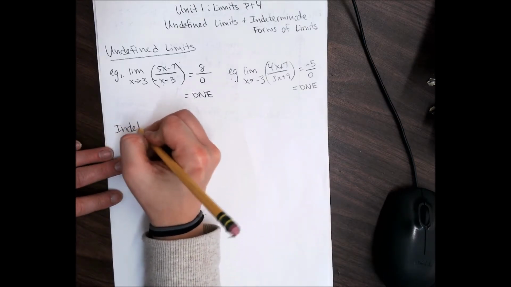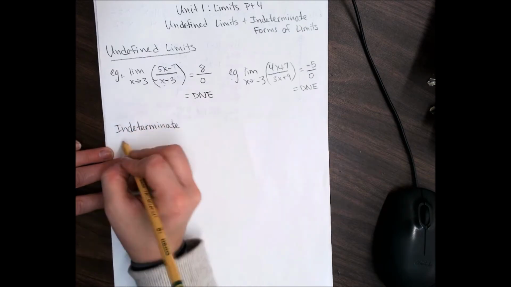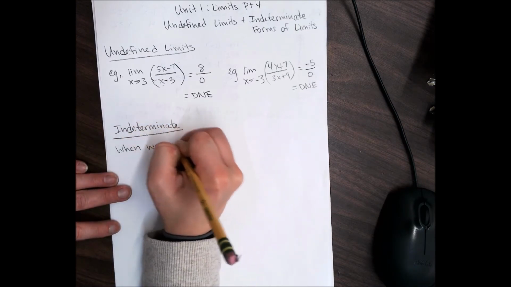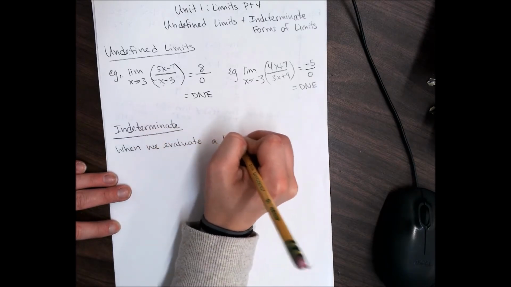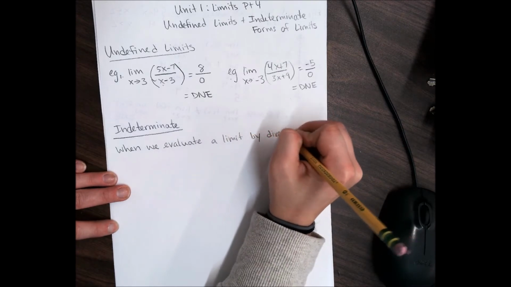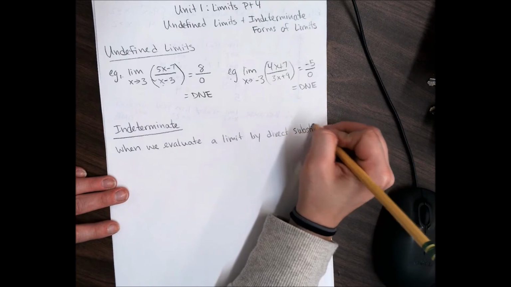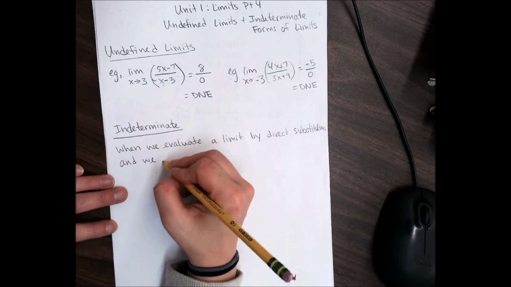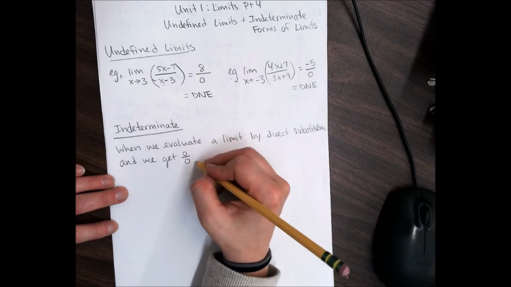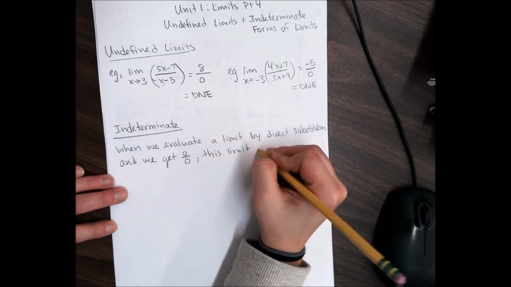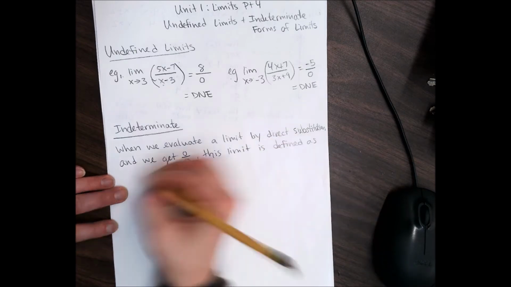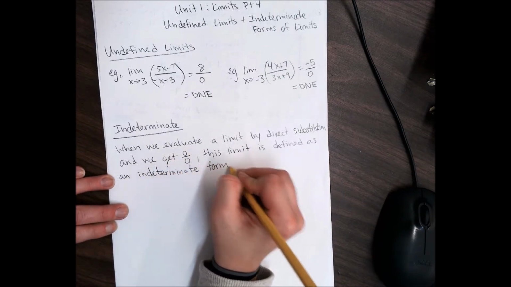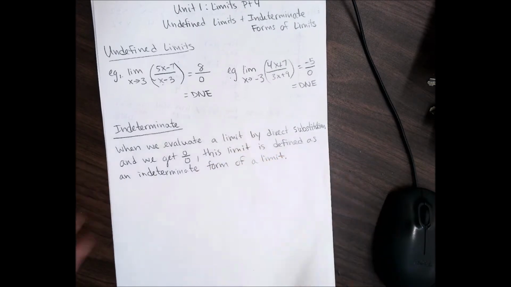Now let's talk about indeterminate forms. So what this means is when we are evaluating by direct substitution, meaning we take a value and place it in, and we get 0 over 0, this limit is defined as an indeterminate limit. We have not determined anything from evaluating it.